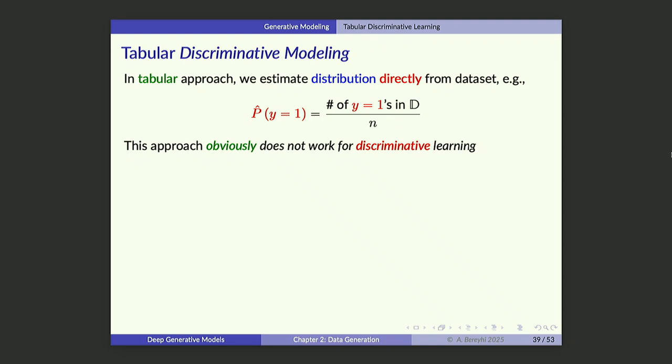Now, obviously, if you want to try this, it's not going to work for a discriminative learning problem that we have. And do you know why? Do you have any idea why I cannot use this tabular approach?